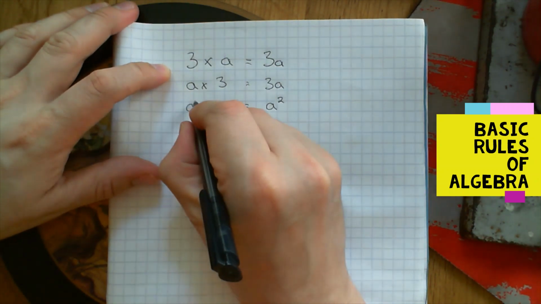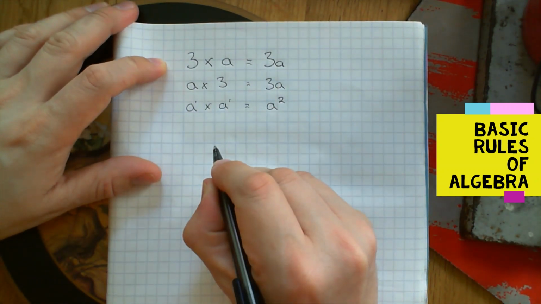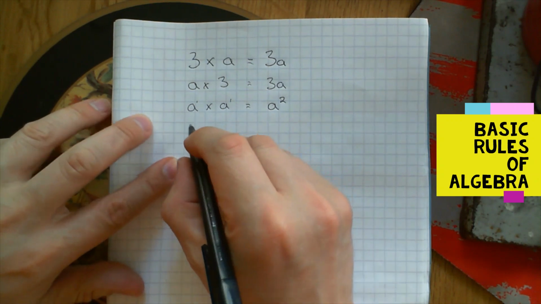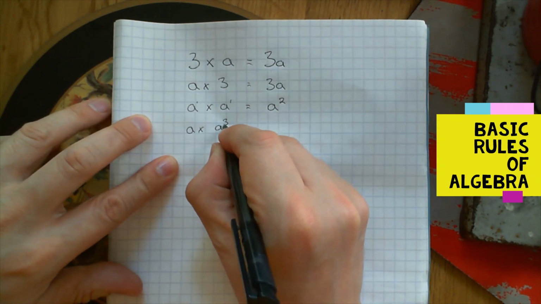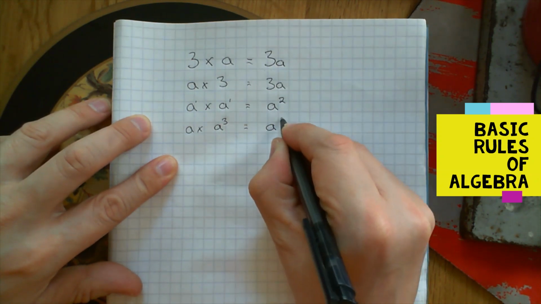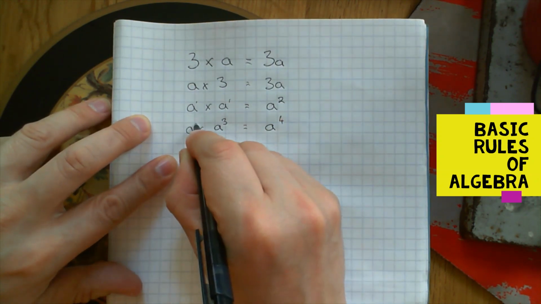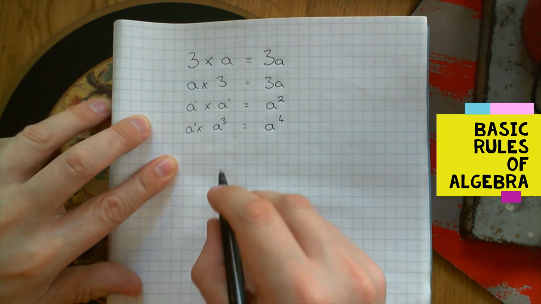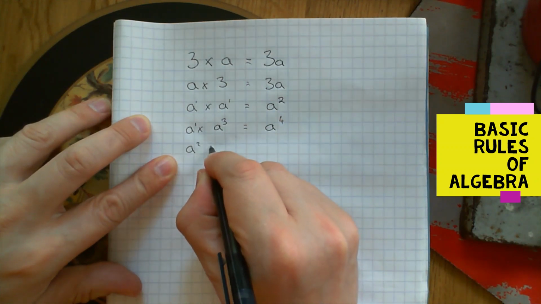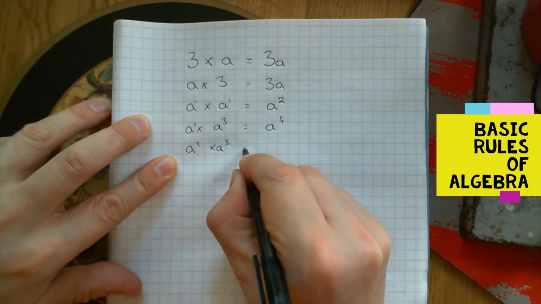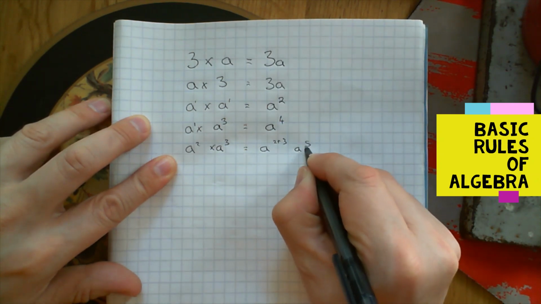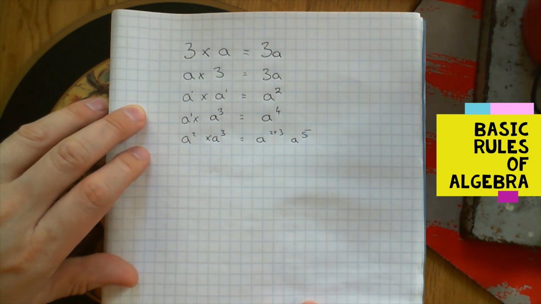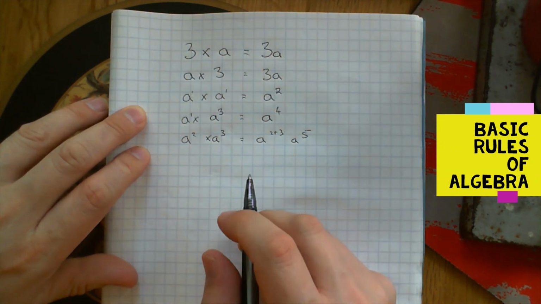If we have A times A, that would give us A squared. What you can imagine is actually A to the power 1 times A to the power 1. If we have A times A cubed, we would get ourselves A to the power 4. Again, imagine that there is a 1 there, and we are just going to add our powers to get A to the power 5. So they're the things that you might come across.